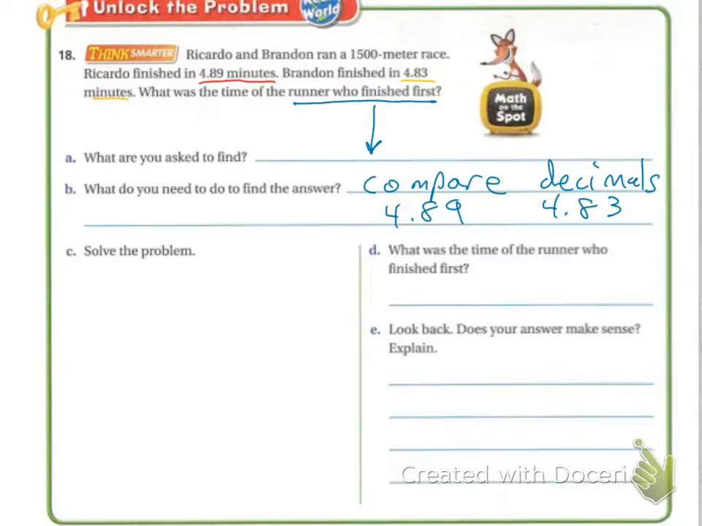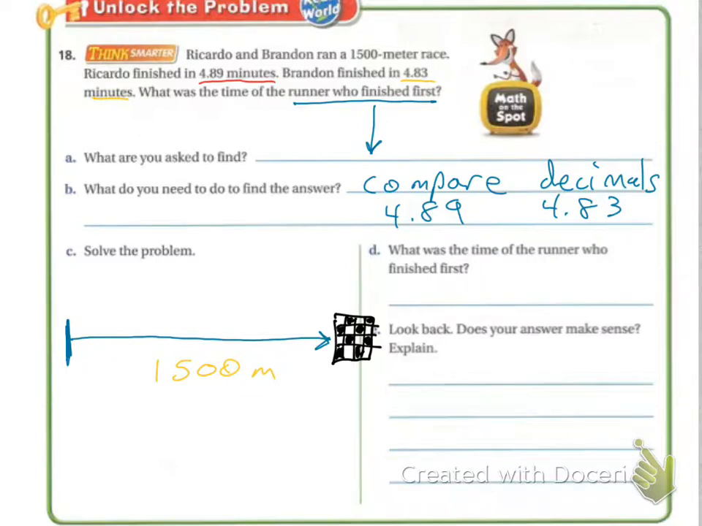Now I want to draw a little diagram down here. Let's say this is the beginning of the race, and they run all the way over here, and let's say this is the checkered flag. Go ahead and copy what I'm doing, and have a little fun illustrating for this problem. Okay, so both of them ran the same distance of 1,500 meters. The question is, who finished first?